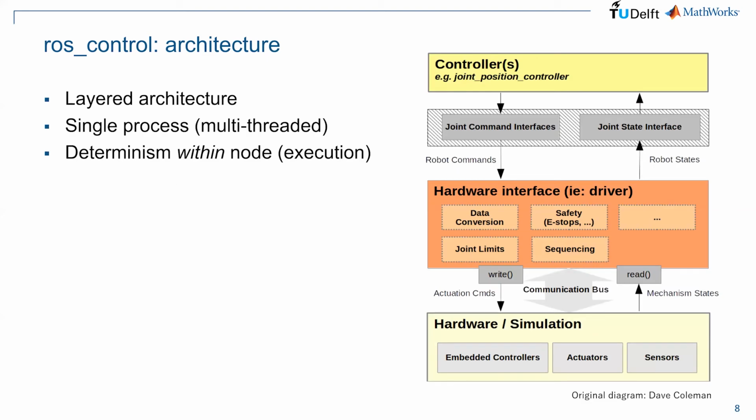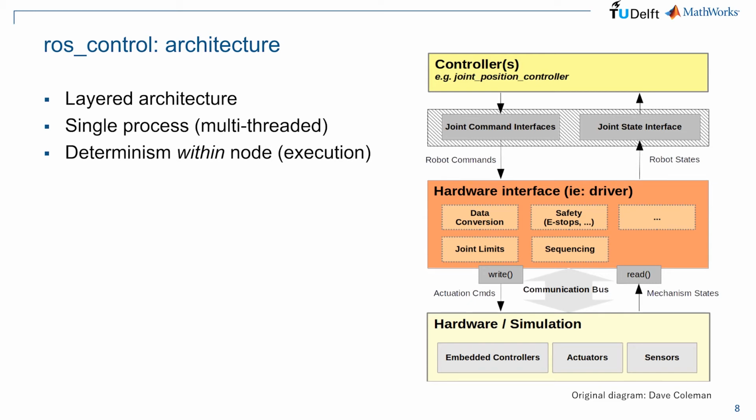Yes, thank you. Finally, we'll take a quick look at what a typical ROS control architecture looks like. First of all, it's a layered architecture. So we go from the bottom where the hardware is, or a simulation, as I said earlier, all the way up to the controllers at the top layer. It's all running in a single process. Multi-threading is used to combine real-time and non-real-time execution contexts.